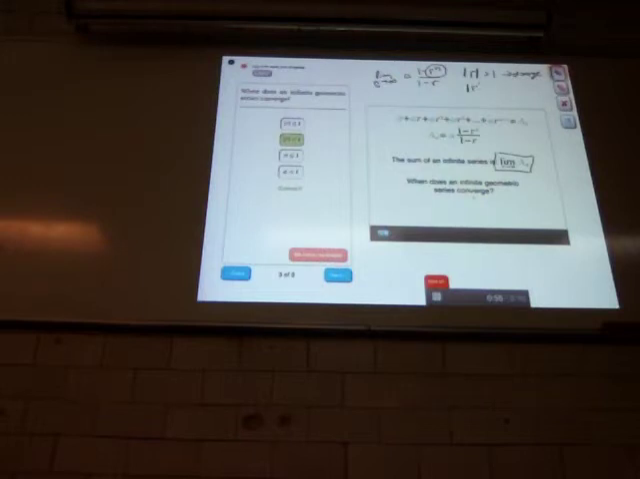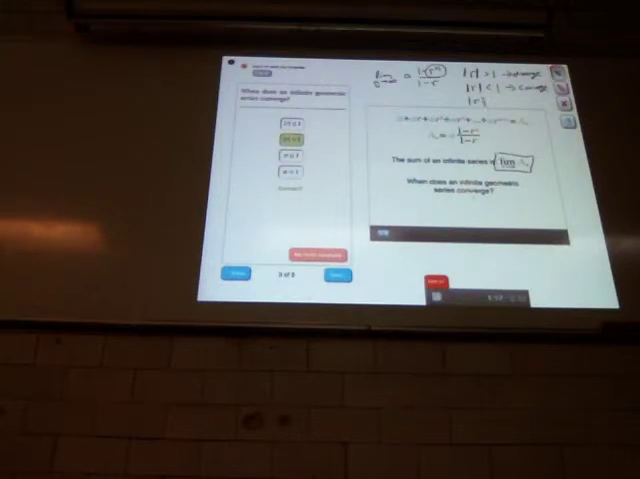What happens if we take a small number and raise it to higher and higher powers? Well, if we take a small number, like a half, or 0.8, or anything less than 1, and raise it to a bigger and bigger power, we're going to get 0 eventually. So the sequence on the left is going to converge.